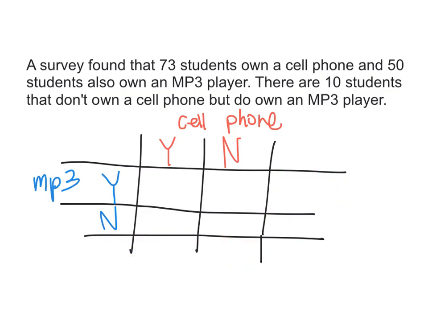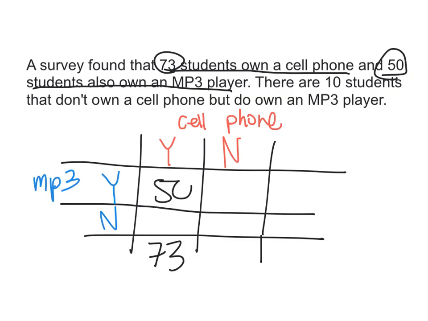So first number I see, 73 students own a cell phone. Total, 73 students own a cell phone total. Totals are going to go on the outside. And 50 students also own an MP3 player. So out of those 73, 50 have an MP3 player. So be careful, okay? Out of those 73, 50 have an MP3. I also know that there are 10 students that don't own a cell phone but do own an MP3. So 10 is going to go right here.